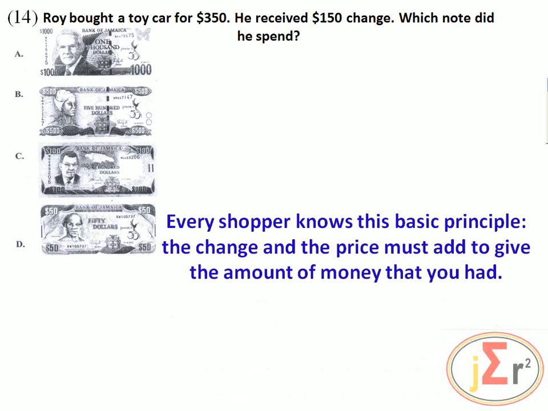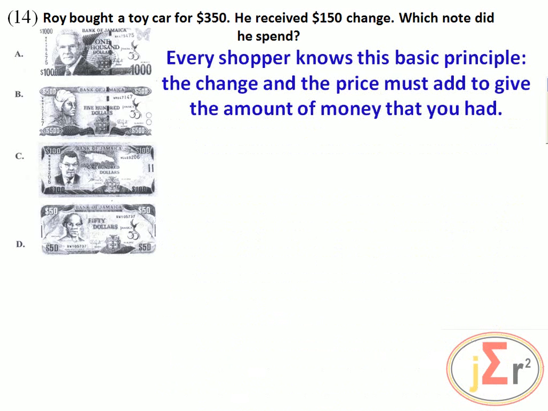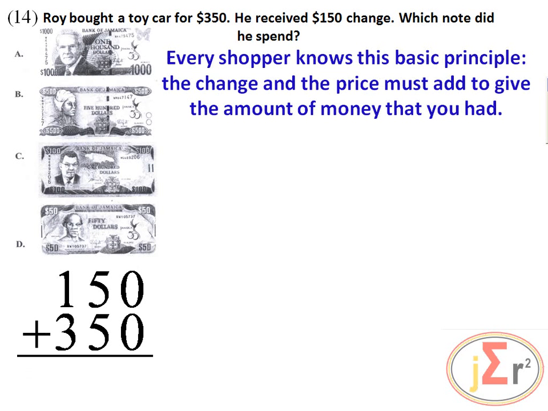And that is not a difficult problem. Why? Let's see. Every shopper knows this basic principle. The change and the price must add to give the amount of money that you had. So the change that you received and the price of the article that you purchased, those must add to give the amount of money that you had before. So that is your change. That is the price. When you add those, you will get the amount of money that you had before.